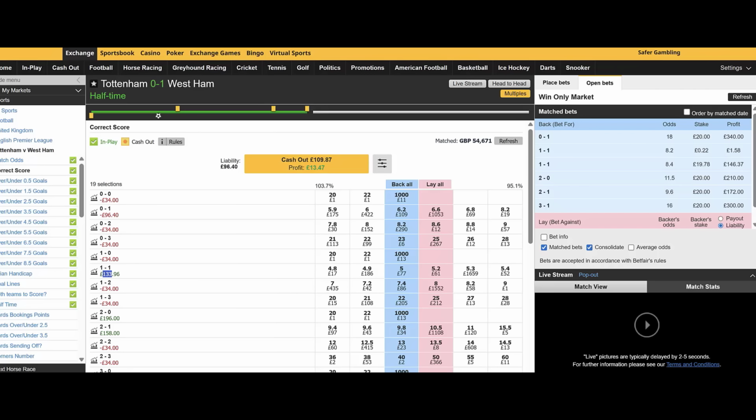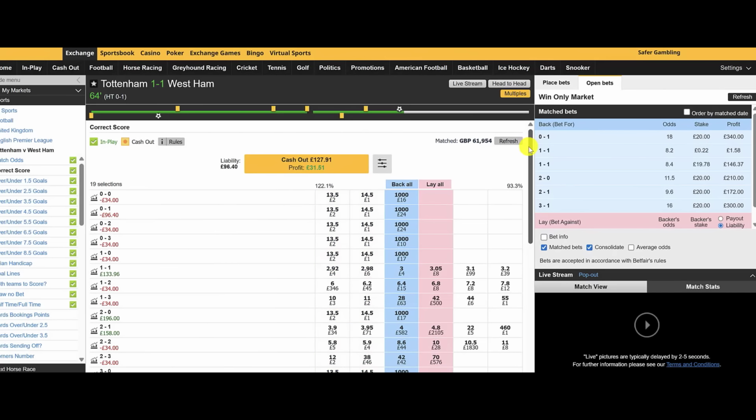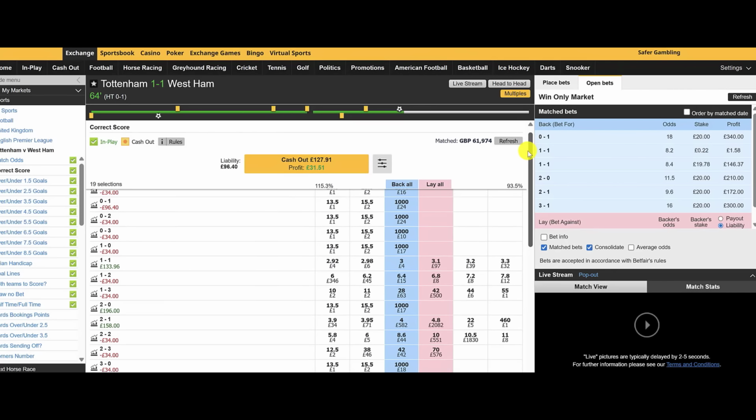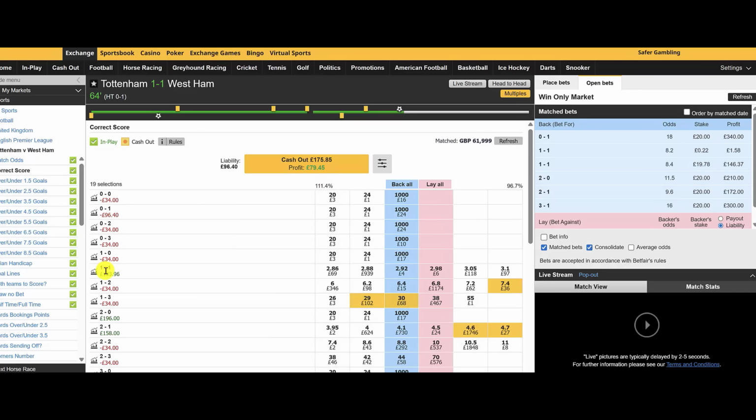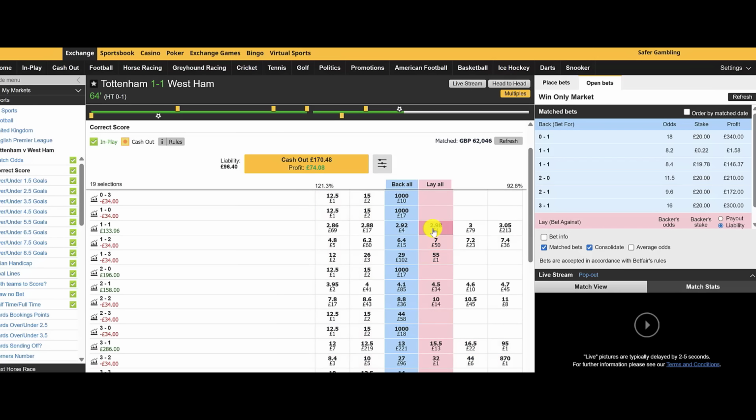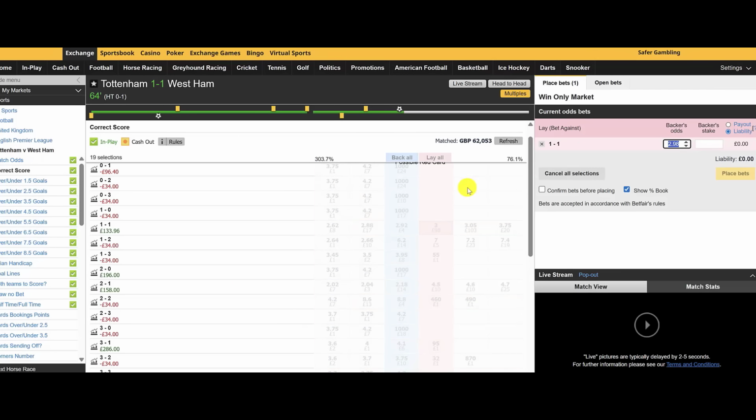Tottenham 0, West Ham 1. 64 minutes and we're back on track. It's Tottenham 1, West Ham 1. We're on the green 1-1 scoreline. Do remember we moved our liability onto that 0-1. We're now on the 1-1 score. And look, just to show you, we could take a profit.